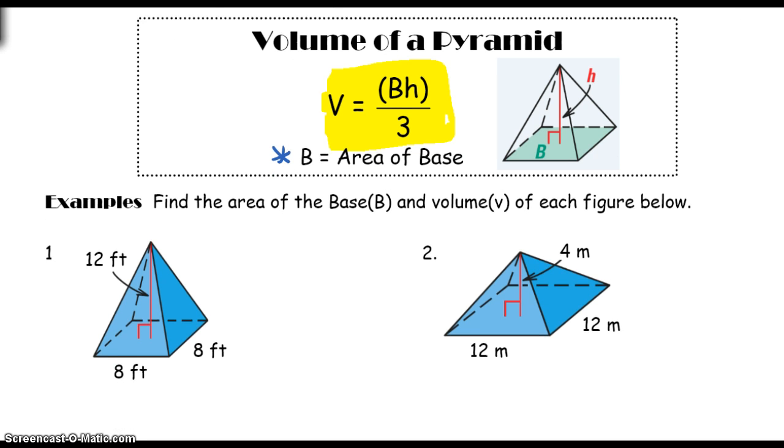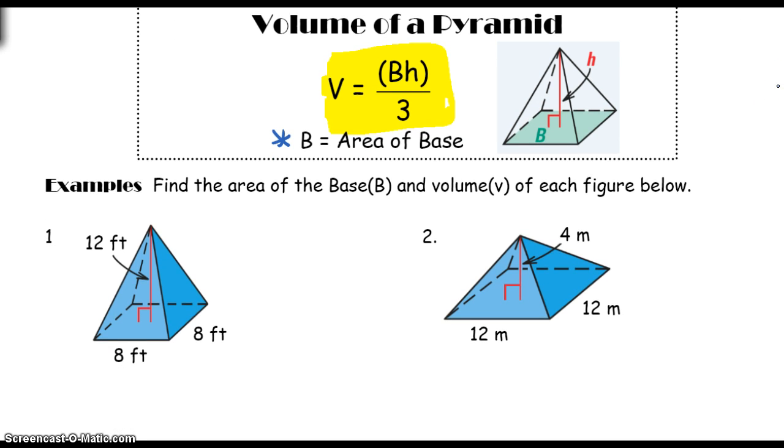So let's go ahead and see an example of it. It says find the area of the base and find the volume of each figure below. So let's look at number 1. First, let's do the area of the base. The base is a square. It's right here, okay? And on that square, the dimensions are 8 by 8. So 8 times 8 will give us the area of the base, which is 64 feet squared.